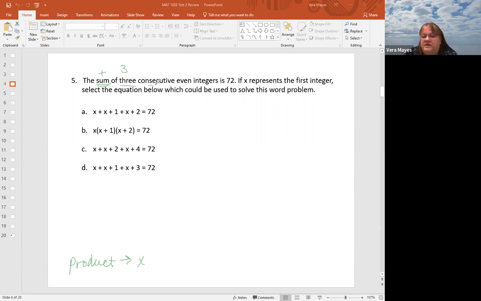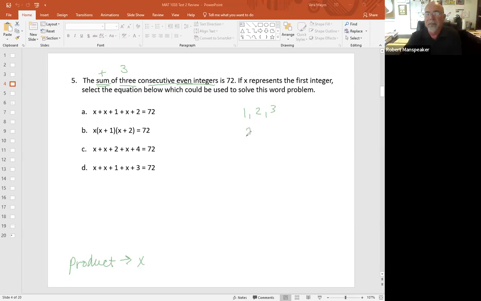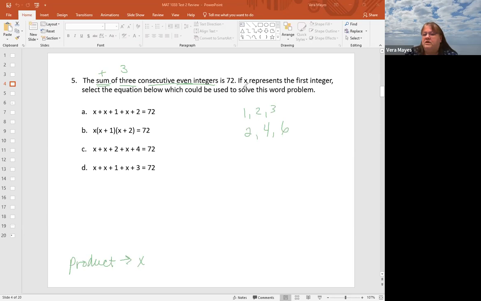So this is where it gets interesting. Consecutive even integers. So if we're just talking consecutive, that would be like 1, 2, 3, right? They're right in a row, right next to each other. Can somebody give me an example of consecutive even integers? 2, 4, 6. Okay, so if your first one, x is the first one, let's write it this way. I think it helps. Let's say this was the first one and I called it x.